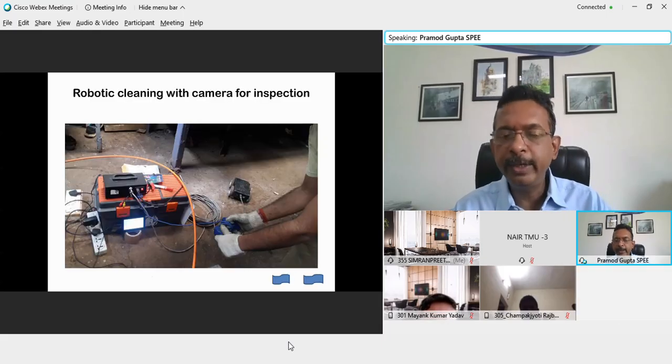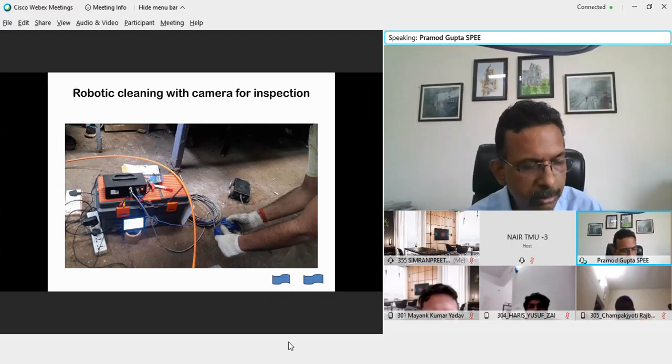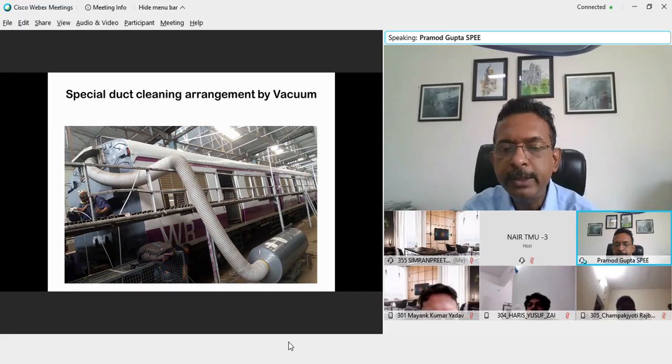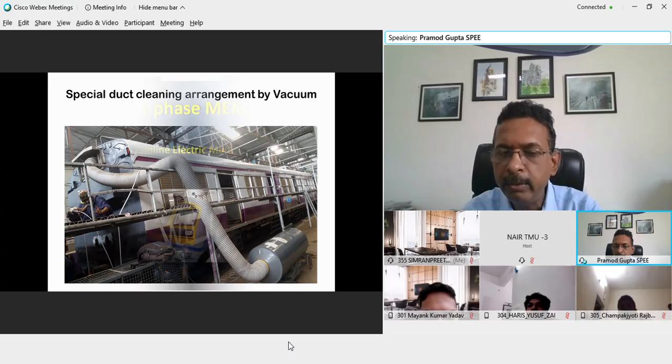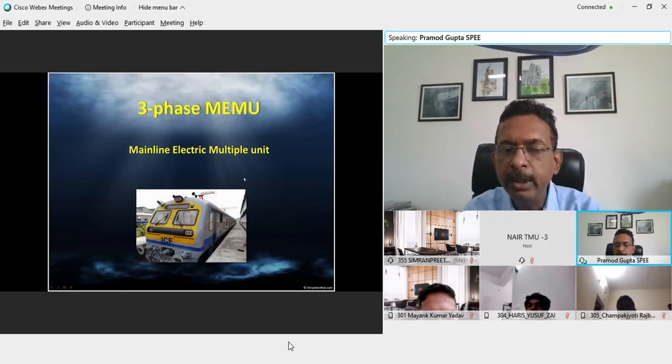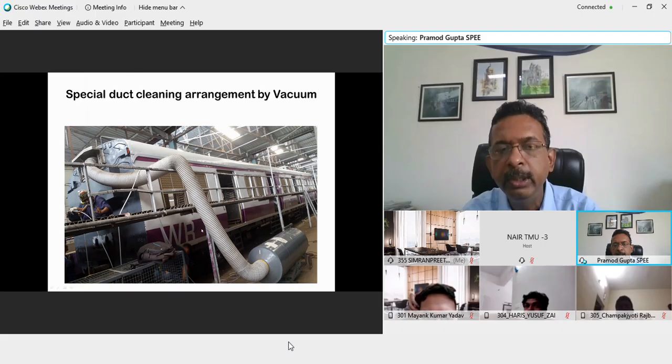The roof duct cleaning is very important because there was a complaint that the air quality in the newly inducted 3-phase EMU was poor. Some environmentalist groups carried out sampling and established that the quality is not up to the mark. So now we have a special arrangement to clean the duct to make sure that the air quality remains good throughout the journey. So every time, cleaning is performed.